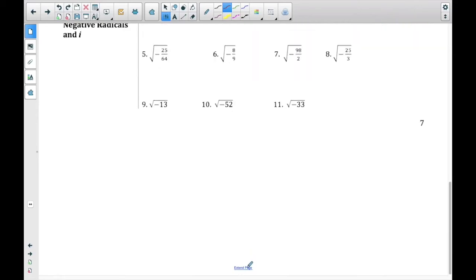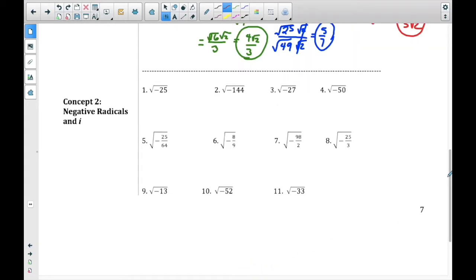Okay, everything up above in concept 1 is review. Now in concept 2, we start getting into taking the square root of a negative number. The thing is, all your whole life, all of your math teachers have been telling you that you can't take the square root of a negative number. Well, actually you can. The answer, though, is an imaginary number.